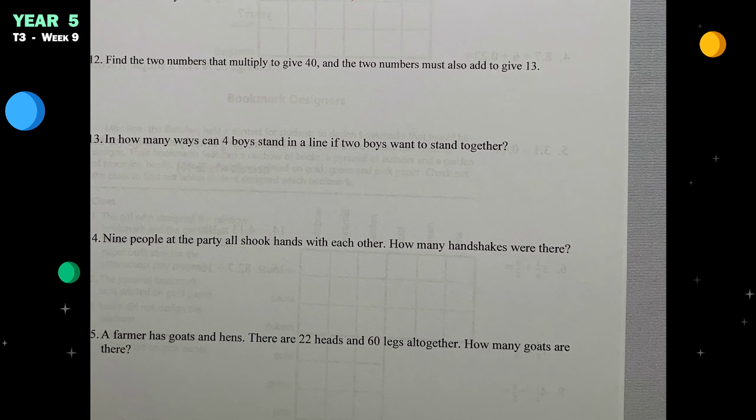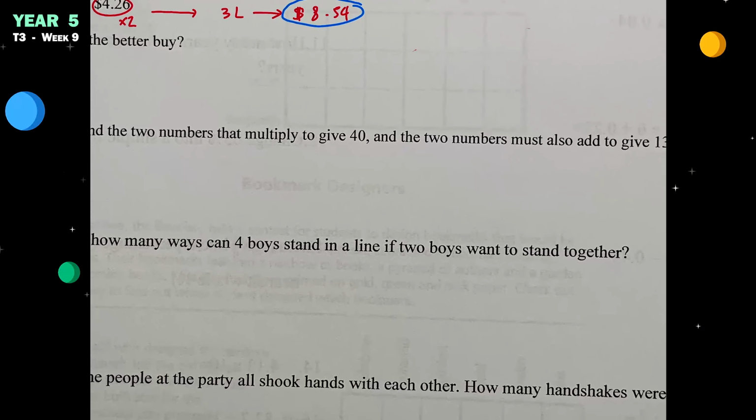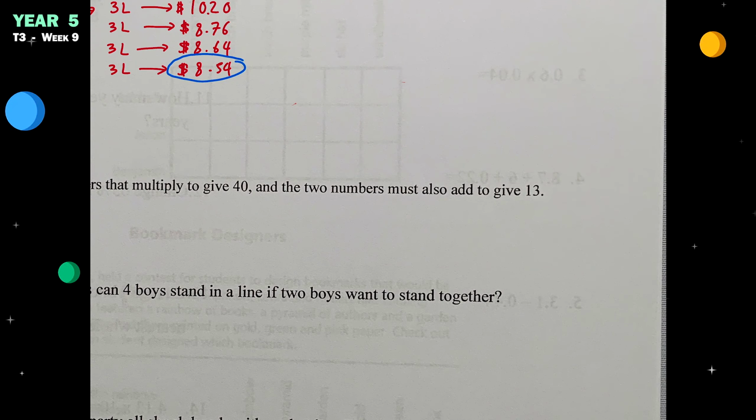Question 12. Find the 2 numbers that multiply to give you 40, and the 2 numbers must also add to give you 13. Okay. They multiply to give me 40, so let's look at the factors of 40. Well, what can multiply to give me 40? 1 times 40, or 2 times 20. 3 doesn't work. How about 4? 4 times 10. 5 times 8.